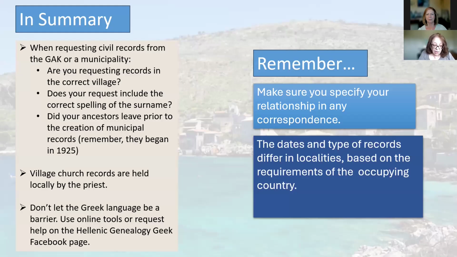Okay, in summary, when receiving civil records from the GAC or a municipality, are you requesting records in the correct village? Does your request include the correct spelling of the surname? Did your ancestors leave prior to creation of municipal records? Remember, they began in 1925. Village church records are held locally by the priest. And don't let the Greek language be a barrier. Use online tools, and you can request information on the Hellenic Genealogy Geek Facebook group. Remember, make sure you specify the relationship in any correspondence. It's your father, your grandfather, your grandmother, whatever. And the dates and types of records differ in locality based on requirements of the occupying country.